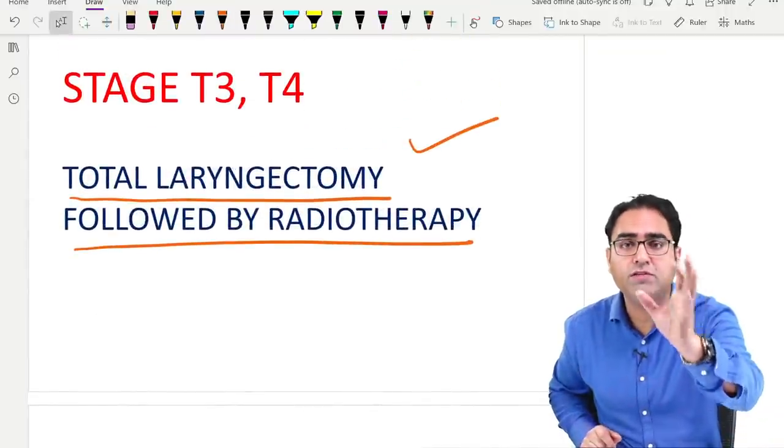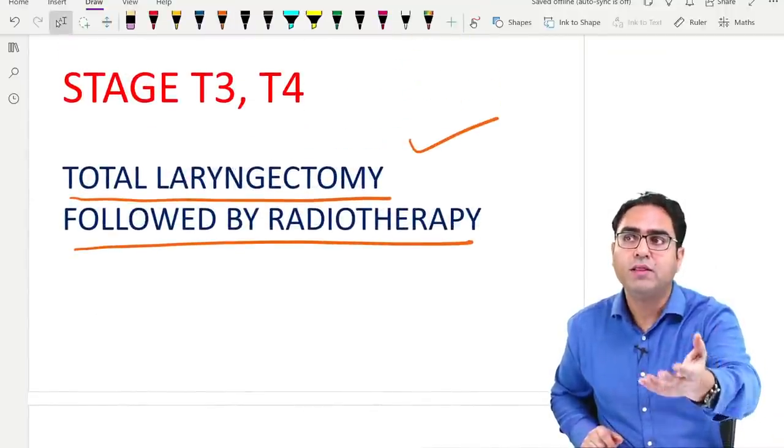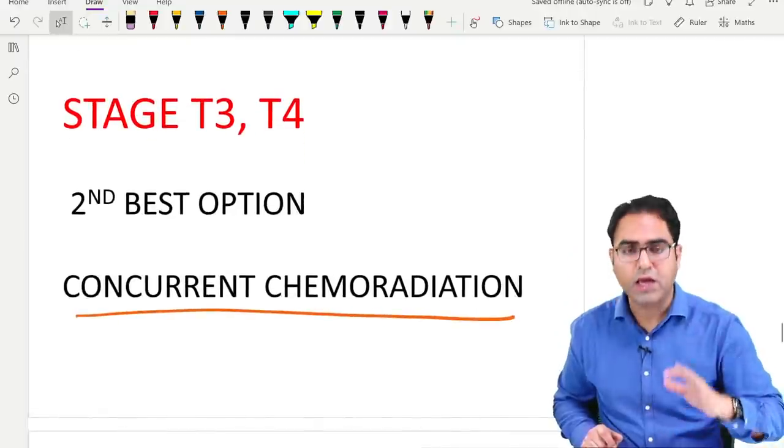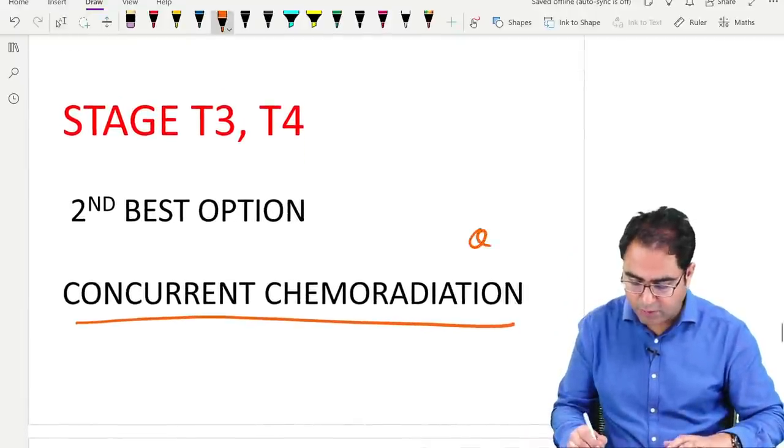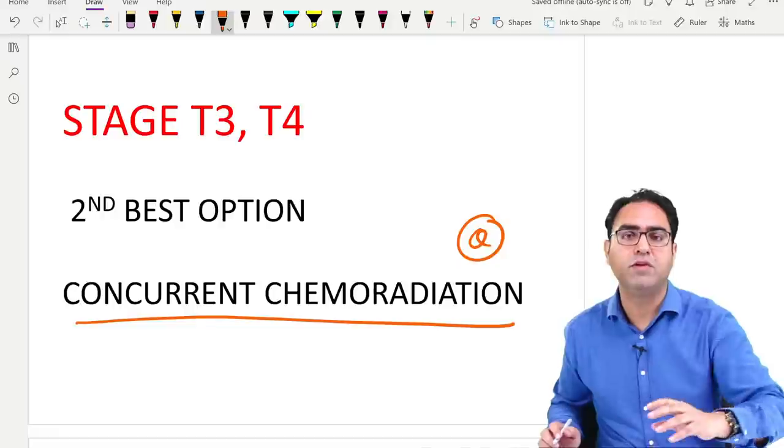If the question says the patient is unwilling for surgery, then the second best option is concurrent chemoradiation. Again, this has been asked in AIIMS, beta. They wrote the patient is unwilling for any kind of surgery, beta.